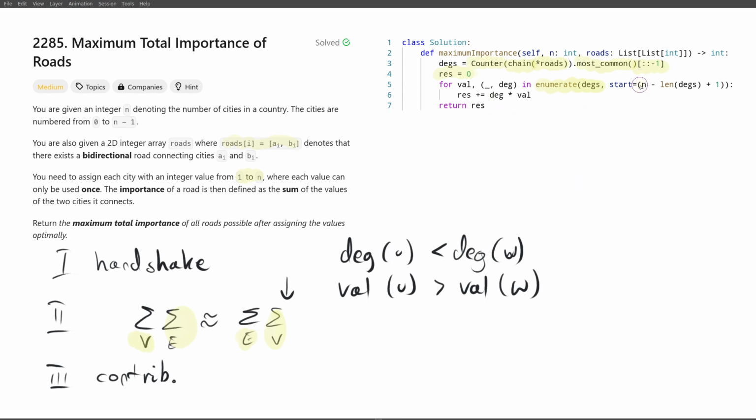So we want to start not at 1, but start at the smallest number necessary. So we want to essentially skip over all the numbers that go to vertices that have degree 0. So here in our list degs, we have the list of all the non-zero degrees. So all the remaining vertices are n minus the length of that list. So we want to start at 1 plus that. So we skip over all the vertices of degree 0. And then we add to the result, because we want to return the maximum, the sum over all the edges of their values, the degree times the value. So the contribution of this vertex. And after all, we can just return the result.